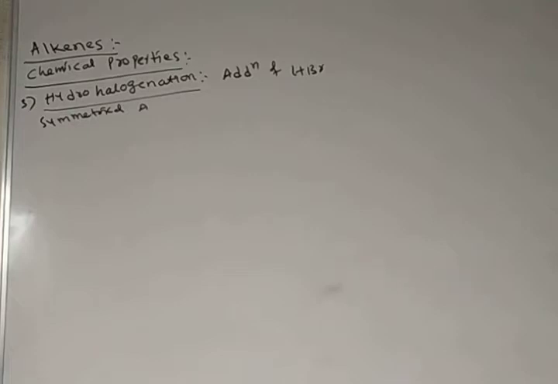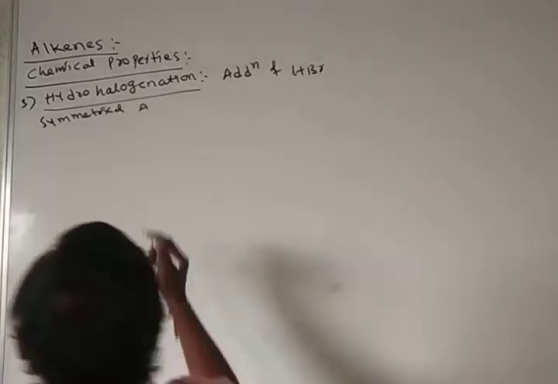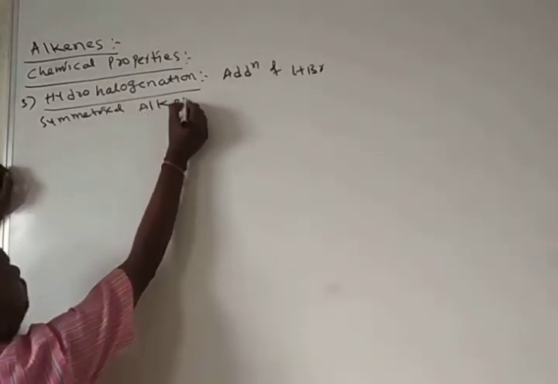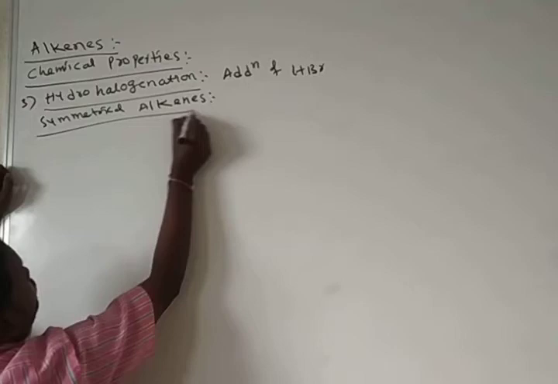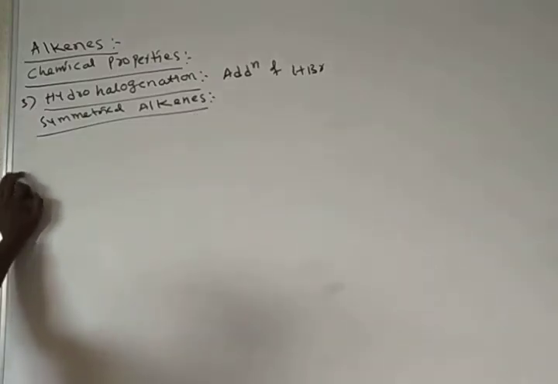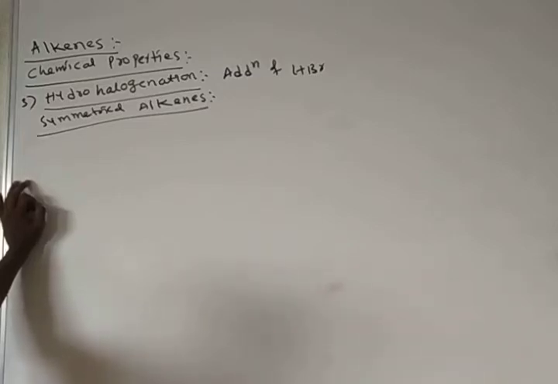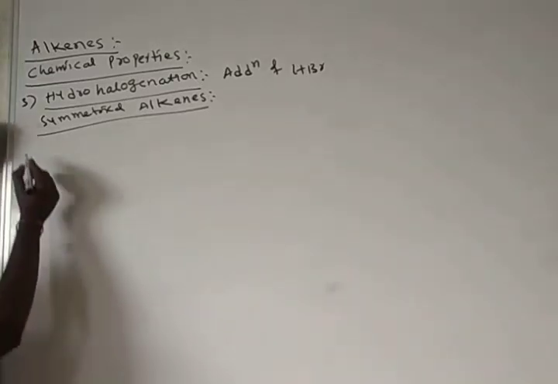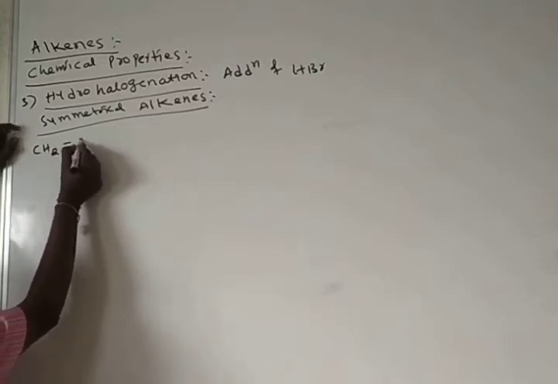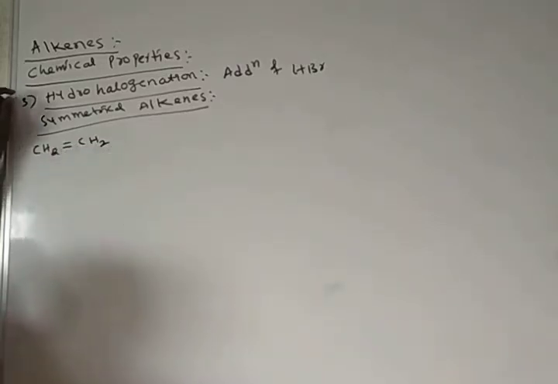In symmetrical alkenes, what is the meaning of symmetrical alkene? If any alkene can be divided into two equal halves through the double bond, we call it a symmetrical alkene. This is one of the best examples of a symmetrical alkene: CH2 double bond CH2.